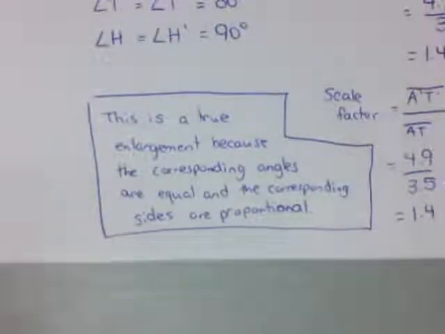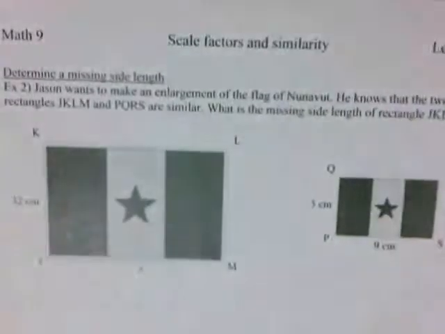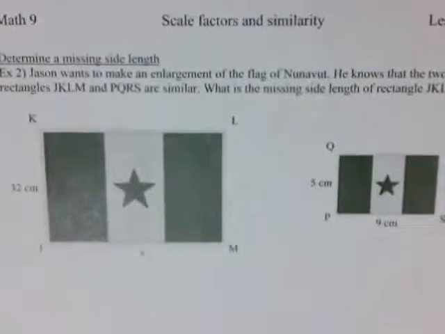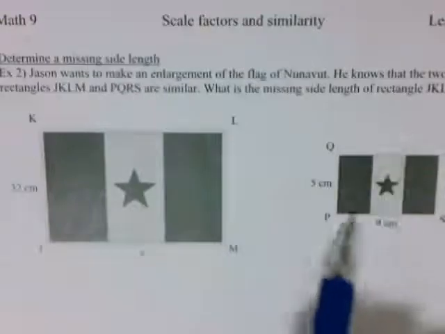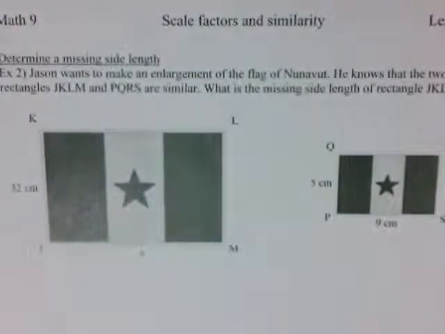Okay. All right. Now, if we just go very quickly off to this next guy right here. So example number 2 of our lesson. And this lesson will be over after this. Okay. So Jason wants to make an enlargement of the flag of Nunavut. So he knows that the 2 rectangles, JKLM and PQRS, are similar. So guys, you're not trying to determine if they're similar. The question actually states to you that they are similar. So what's the missing side length of rectangle JKLM?